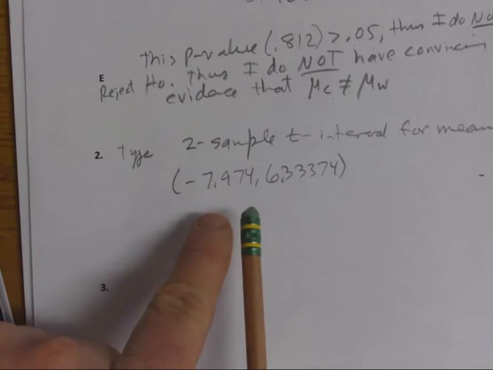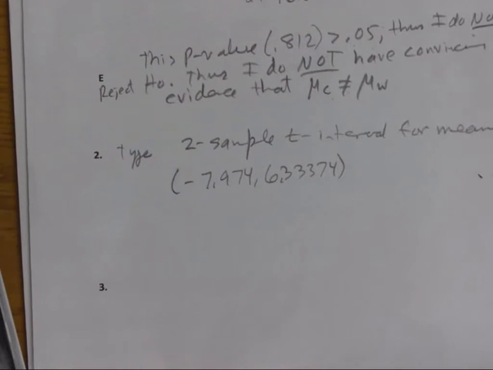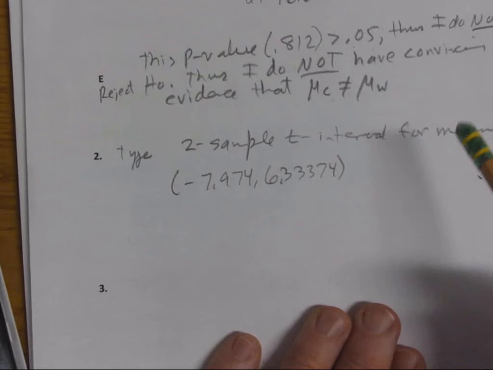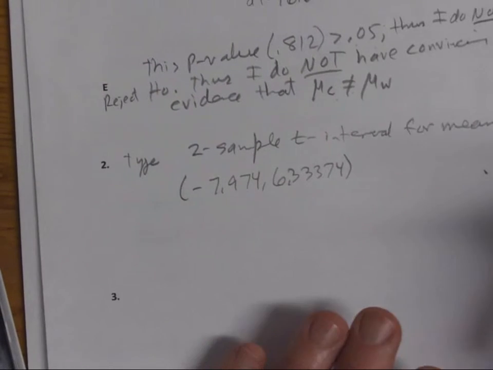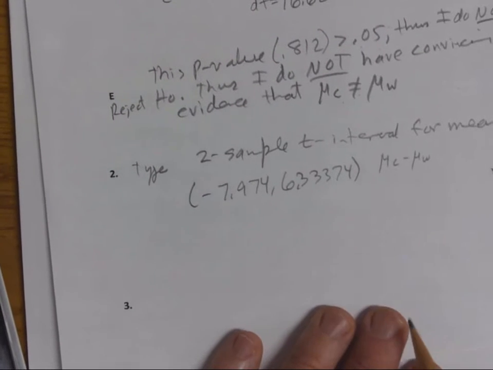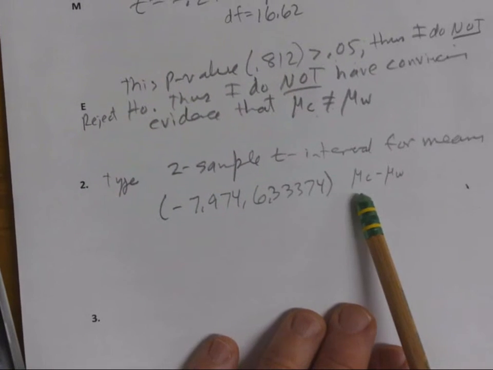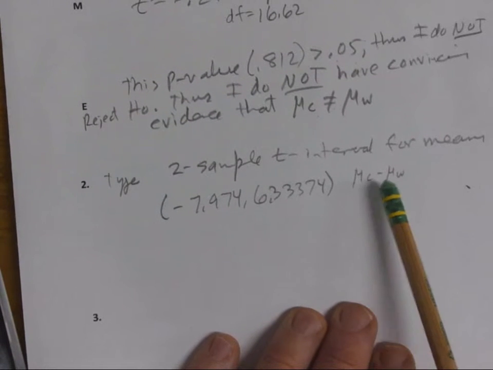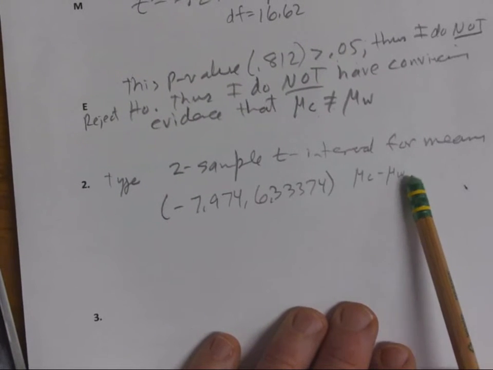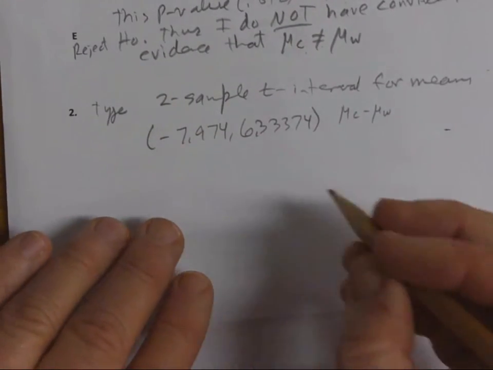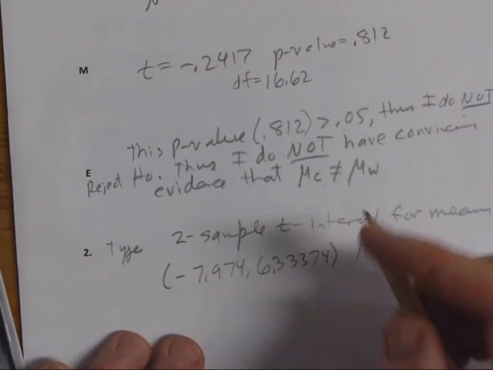And so what you would say here in your ending, I'm 95% confident that the difference between mu sub c and mu sub w is in this interval. I'm 95% confident that this interval captures mu sub c minus mu sub w. Okay? And you say what those are. The mean test score on this test for all the students at Central minus the mean test score for all the students at West.